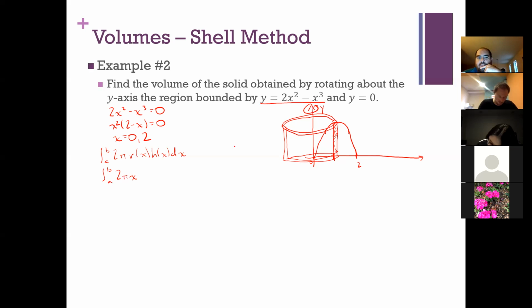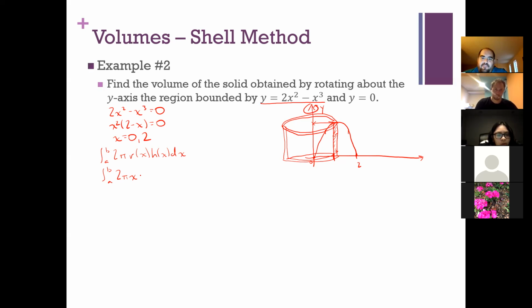So remember, again, we're simply using the y-axis as our axis of rotation. The radius is just going to come from the distance from the axis to the curve, which really is just the value of x. All right, and just like last time, the height is going to be something a little more sophisticated. What's the height going to be given by? It's just y, right?